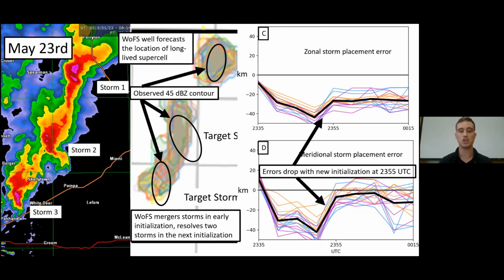And so the UH objects initially were quite large, essentially conglomerating the second and the third storms together. But then once WoFS had more time to assimilate data, WoFS was able to separate these two updrafts, and the UH objects were more representative of the second and third storm, and so we see those location errors drop.